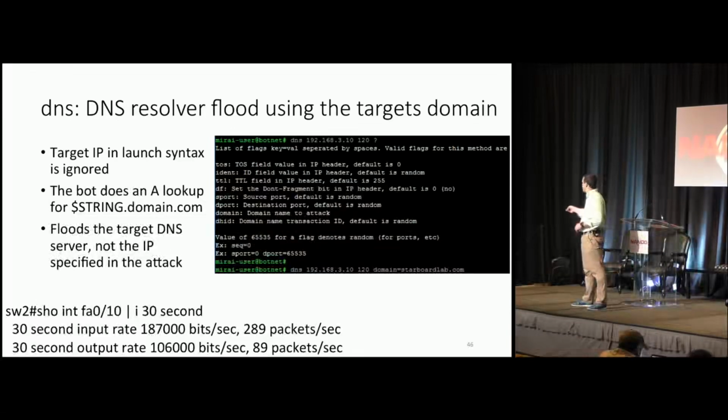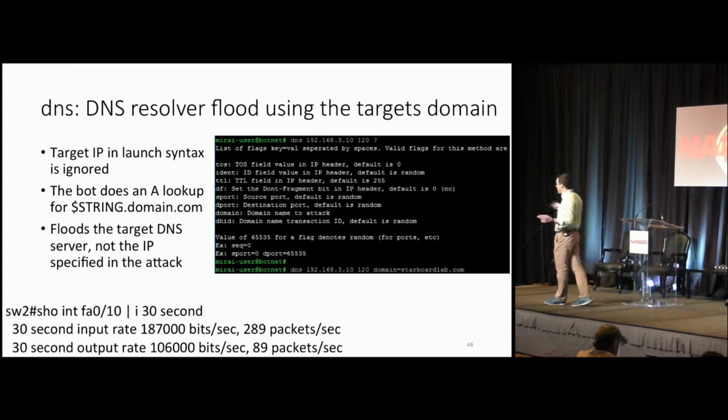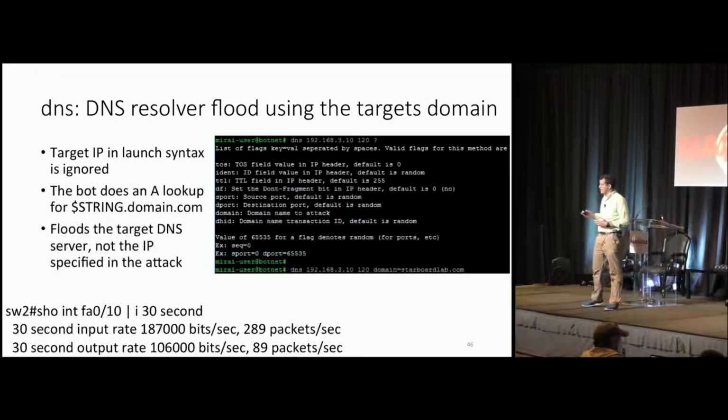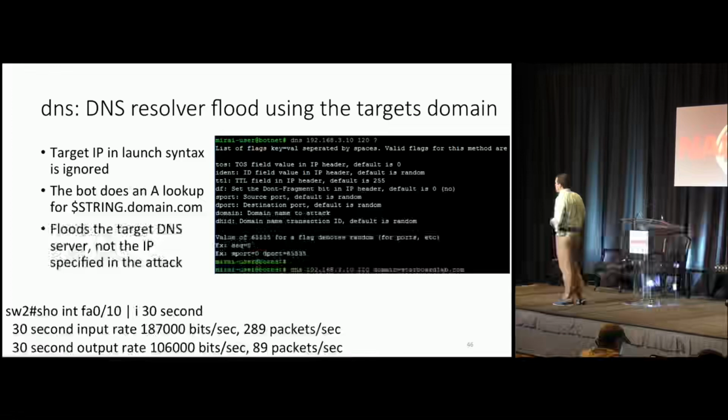So here in my example, I've said DNS, I put in the IP address of my attacking server, the one that I usually attack, my duration, and I add a domain that I want to use. This is just an unrouted domain that I'm using, and I'm serving DNS for that on a bind server. It's 187K, or maybe 100K of attack traffic, but it floods the target DNS server. So it's flooding the authoritative DNS server for the domain here. We'll dig into this.